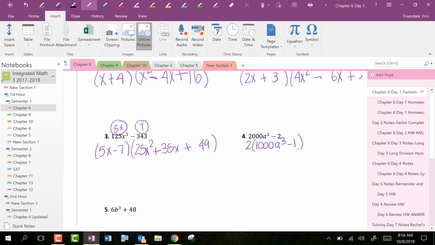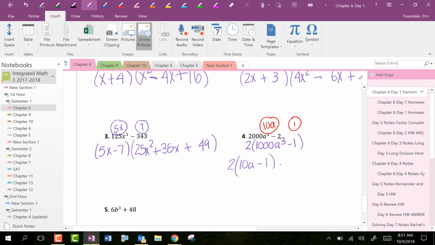Sometimes we don't recognize it because of the 1. Is 1 a perfect cube? Yeah. What times itself 3 times gives you 1? 1. What times itself 3 times gives you 1,000? So 10a and 1 are our 2 numbers we're going to be using here. So we got the 2 out in front, it just hangs out there. Then I have 10a. Should it be plus or minus here?